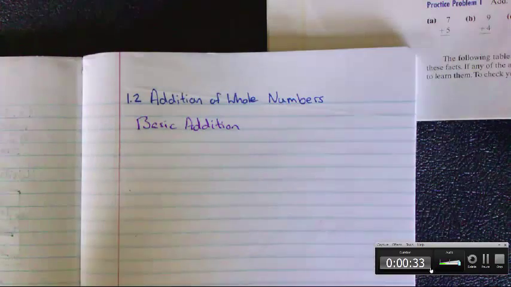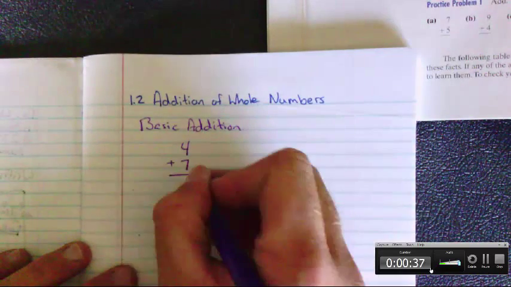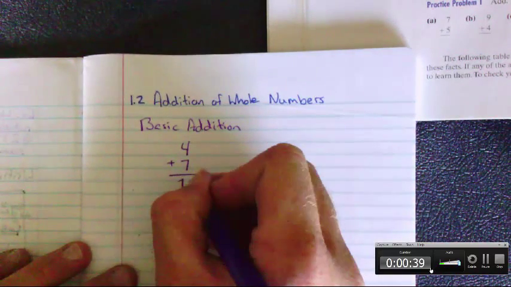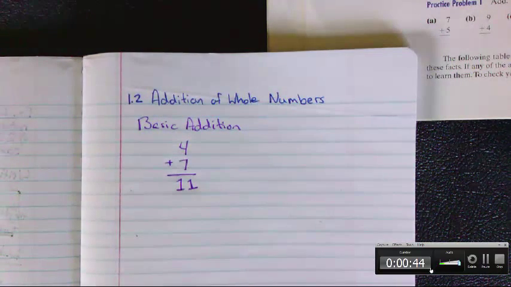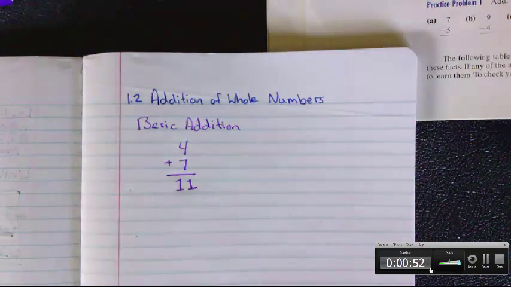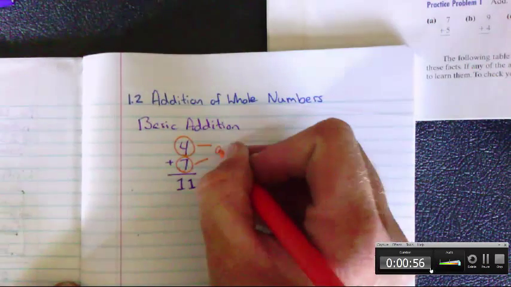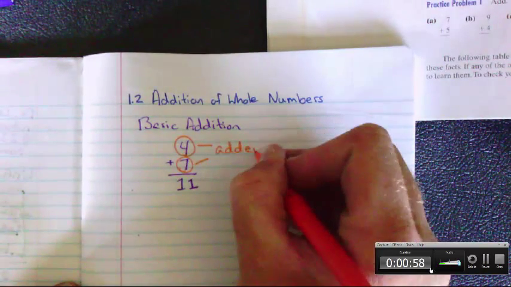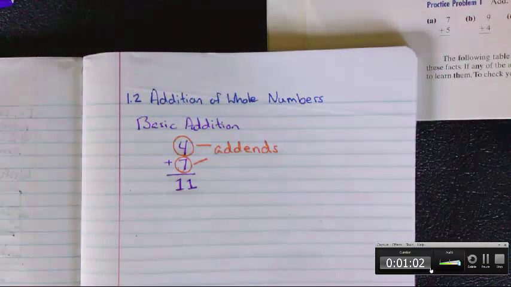Basic addition, guys. Let's say if we were to put here 4 plus 7 is equal to 11. Not everyone knows this, but everything that you see here has a title. The 4 and the 7 are what's called your add-ins. Those are the two numbers that are being added together.